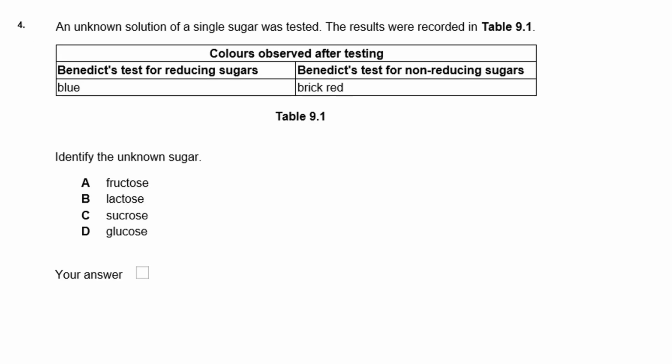We've now got a food test. Benedict's is the chemical used for testing for sugars, and Biuret is the chemical for testing for proteins. Benedict's solution starts off blue, and if it reacts with a sugar, it will turn brick red. And the test it's showing is for non-reducing sugars, it turns brick red. Which of these is a non-reducing sugar? The answer is C, which is sucrose.